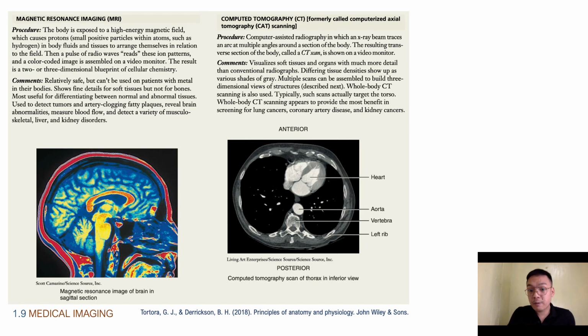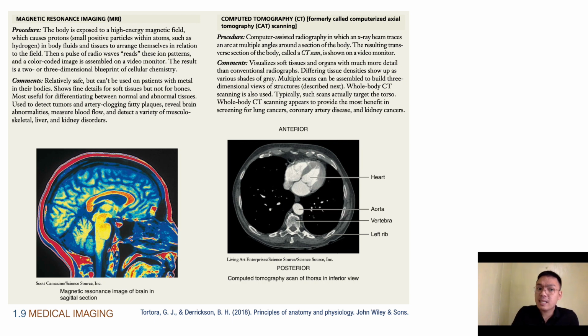Next would be your magnetic resonance imaging, or the MRI. Now, your body is exposed to a very high energy magnetic field, which causes the protons in body fluids and tissues to arrange themselves in relation to the field. And a pulse of radio waves reads these ion patterns and thus produces a color-coded image assembled on a video monitor. The result of MRIs would be a 2D or 3D blueprint of the cellular chemistry.